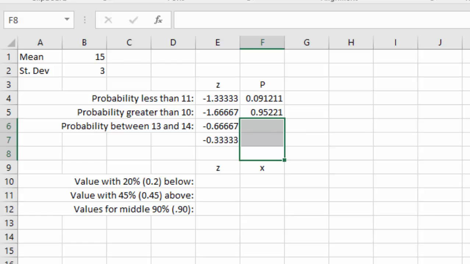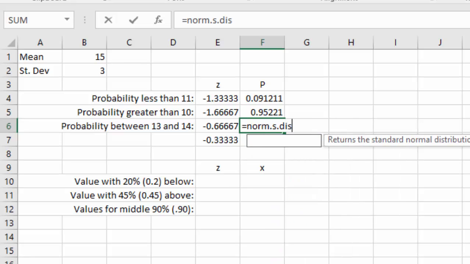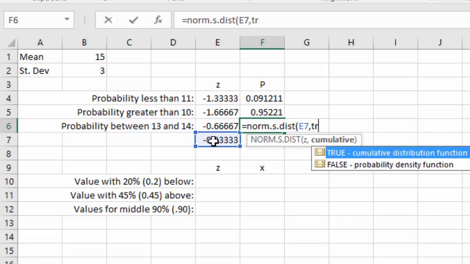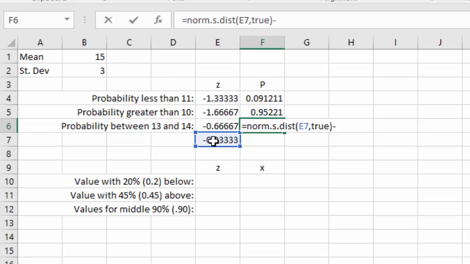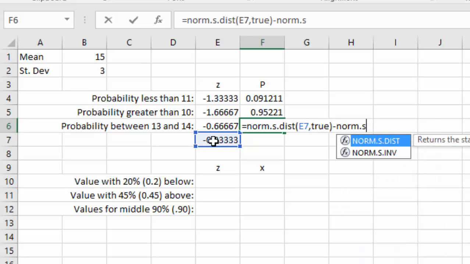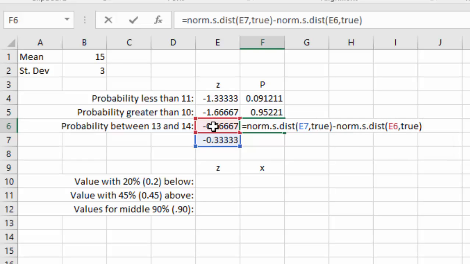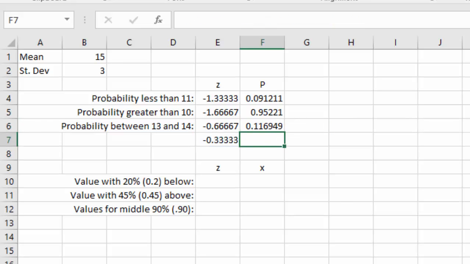Now, if you're feeling comfortable with Excel, another way you could have done this is we could have done it all in one line. Here's what that looks like. First, we'll do the big value, equals norm.s.dist. We take the z-value that went with the larger number, comma, true, and then we subtract the other value, norm.s.dist, click the z-value, and say true. This will take the probability of the 14 minus the probability of the 13, and you see we get the same probability of 11.7%.